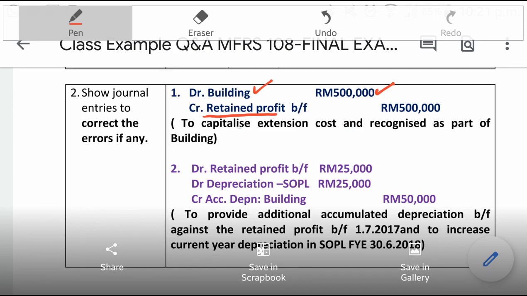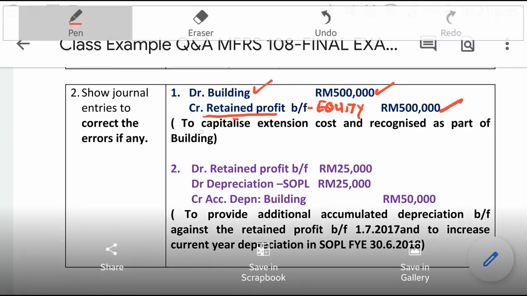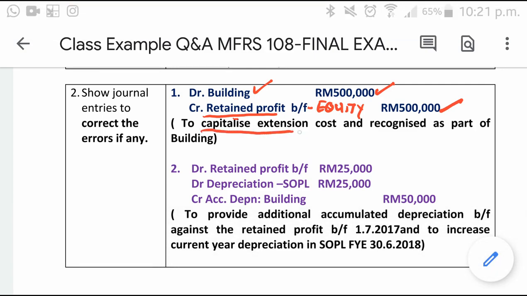So now you need to go and restate the profit, because the expenses shouldn't be there in the first place. So you will debit the retained profit brought forward, which is actually your equity component, by 500,000. Doing this, you are doing the correction by capitalizing the extension cost, and now you recognize that as part of the building. That was the first thing that you need to do.